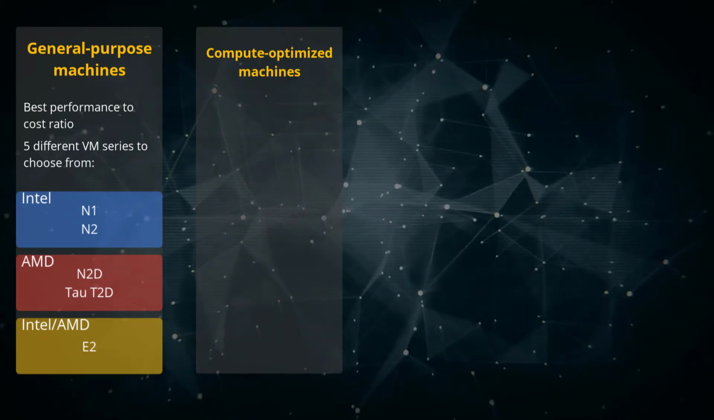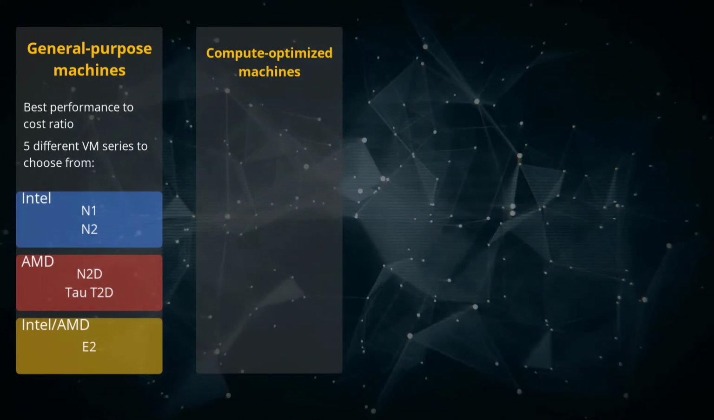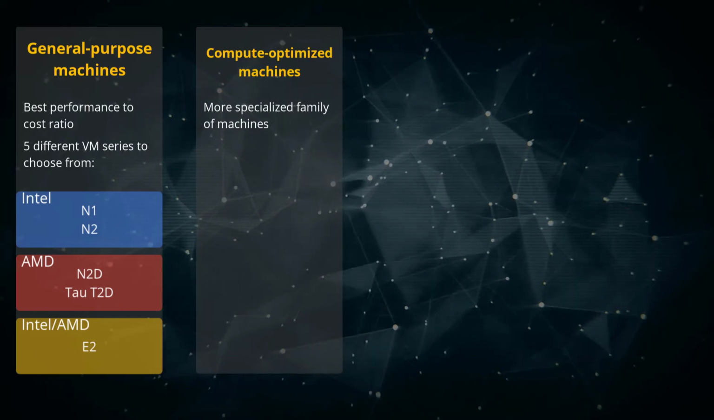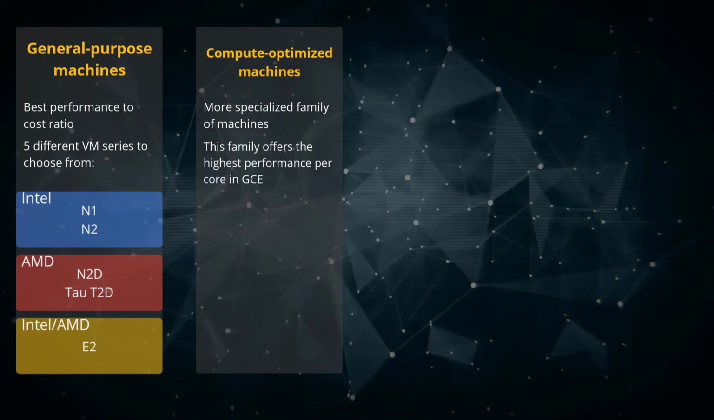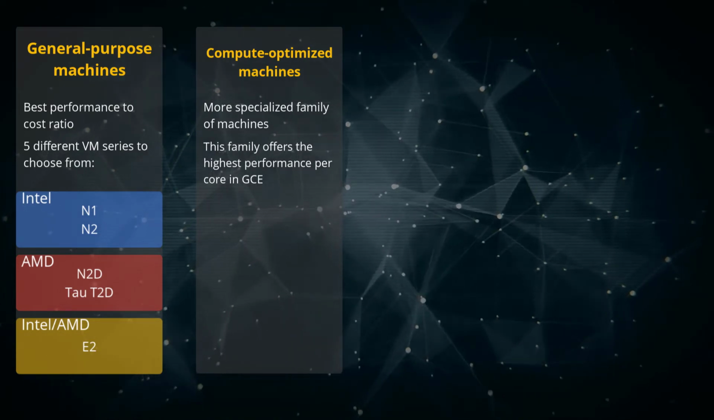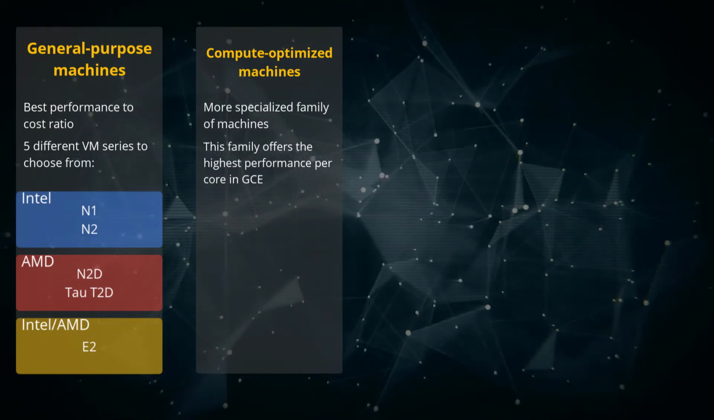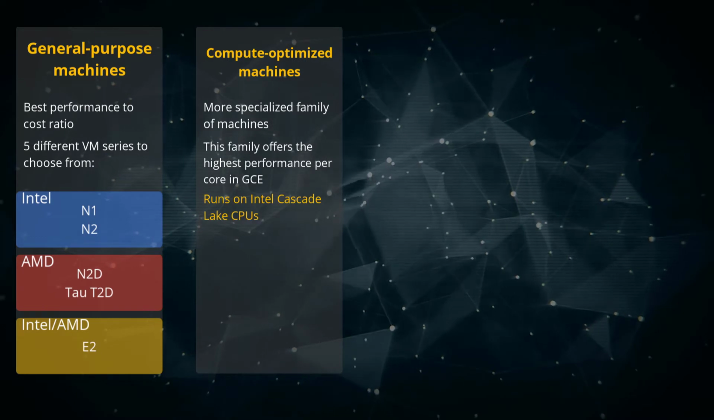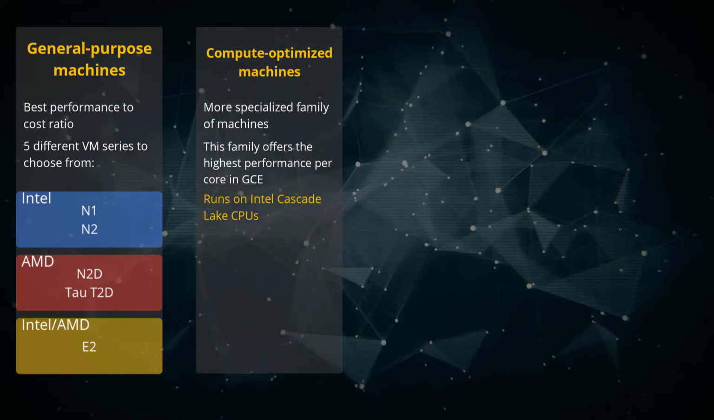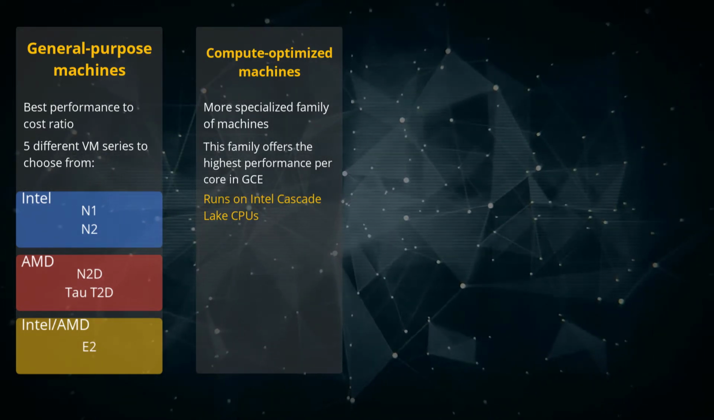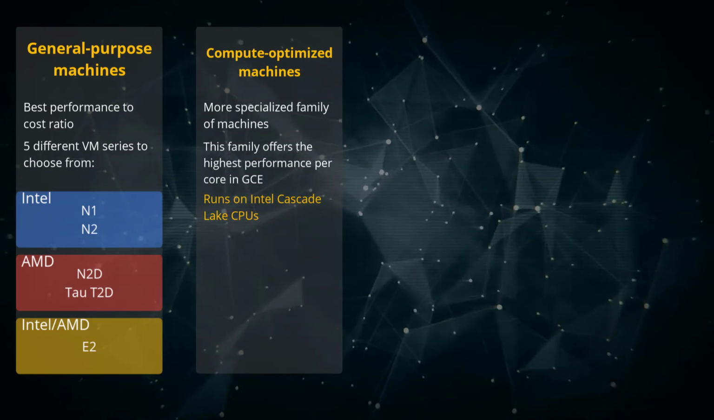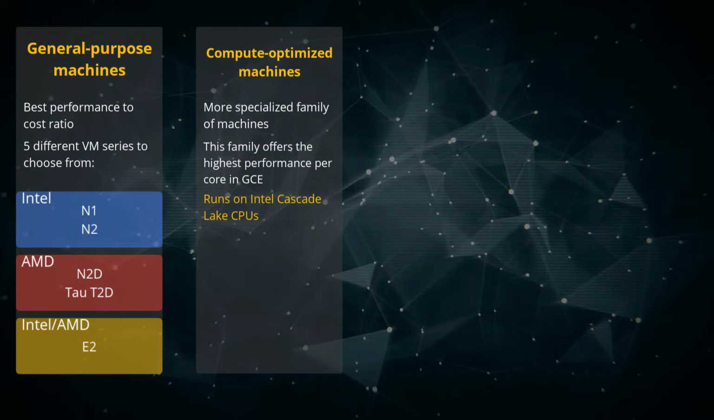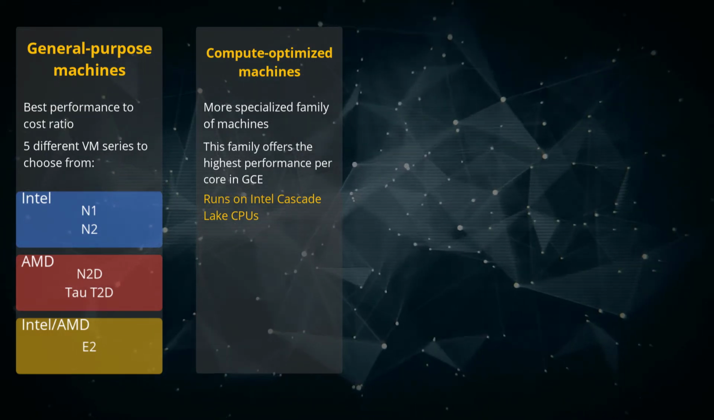The next family here is the Compute Optimized VMs. This is a more specialized family of VMs in a way. These VMs offer the highest performance per core on Google Compute Engine and are optimized for compute intensive workloads. These compute optimized VMs run on the Cascade Lake Intel processor, and they can sustain up to 3.8 GHz turbo on all of the cores.